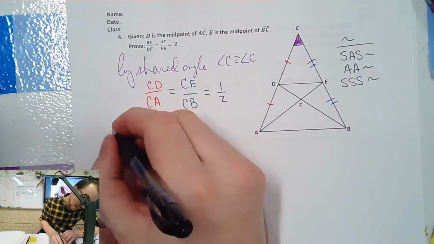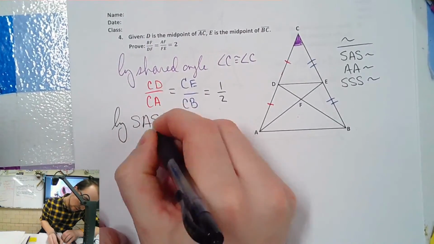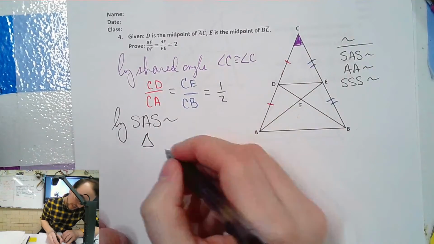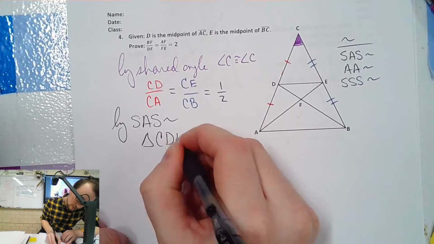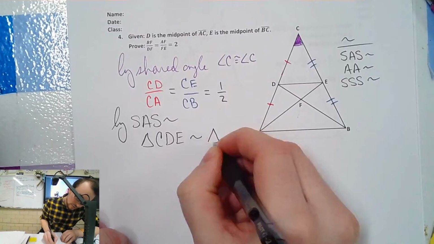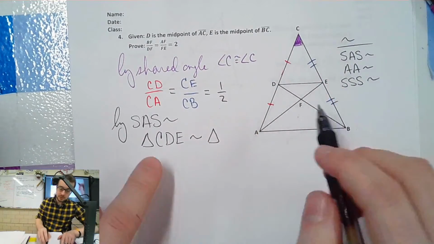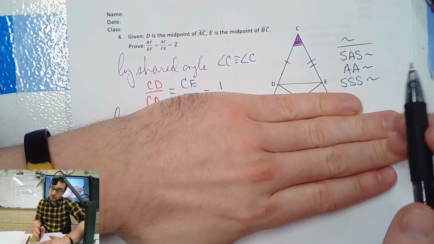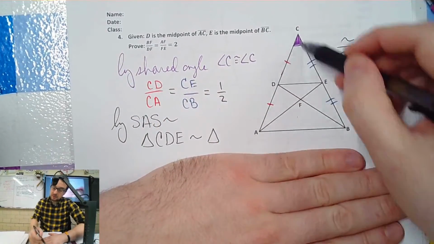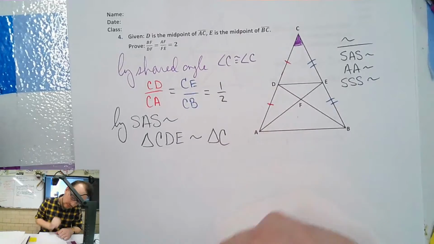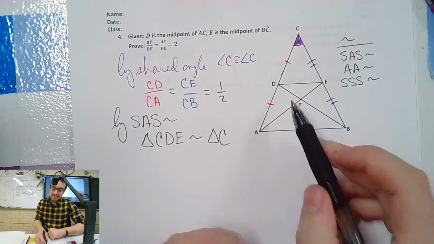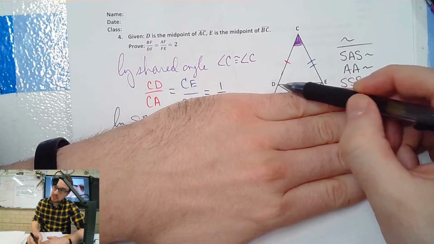So we're going to say by SAS similarity, the top triangle CDE is similar, not congruent, but similar to the big triangle. So when I match these up, C, this angle here in the top triangle, is the same angle with the bottom. So C goes to C. D is made up of the red side and the unknown side, right?